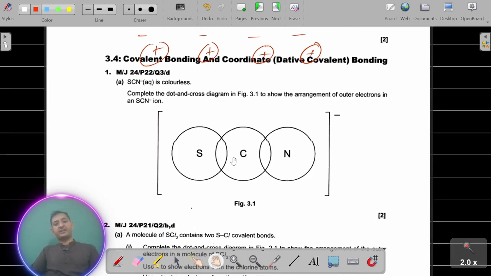Now questions from dative bonding. Now we have 3.1 and we have to find its structure and bonding. Let me change this. It is from here. So we have this sulfur, carbon, and nitrogen. So no need to be confused.